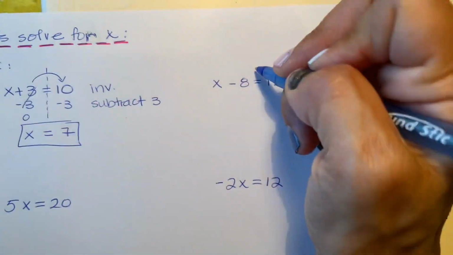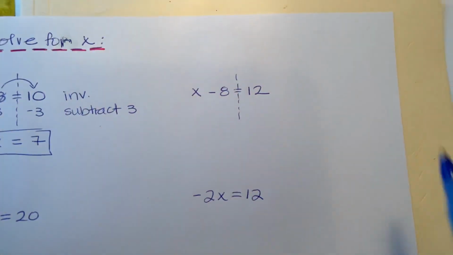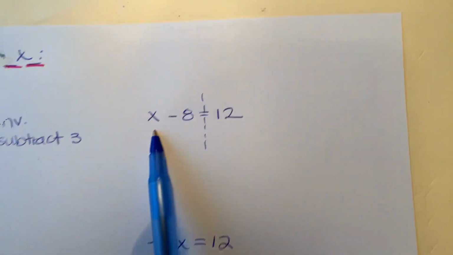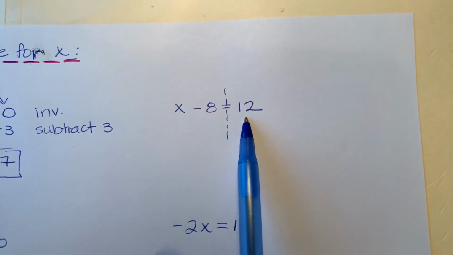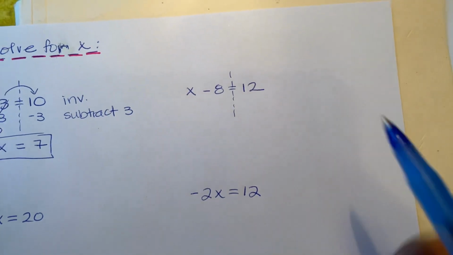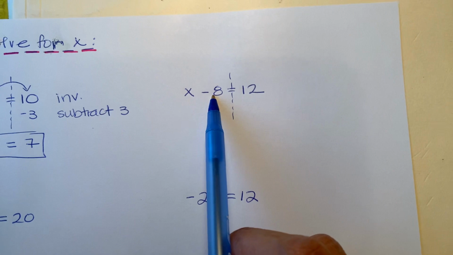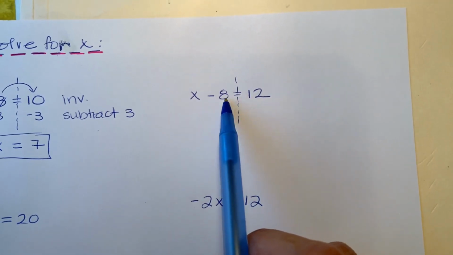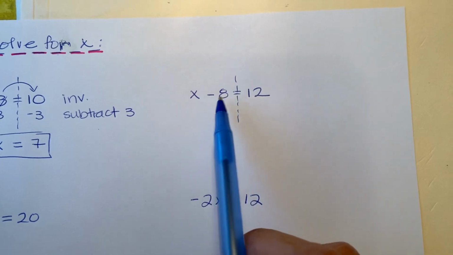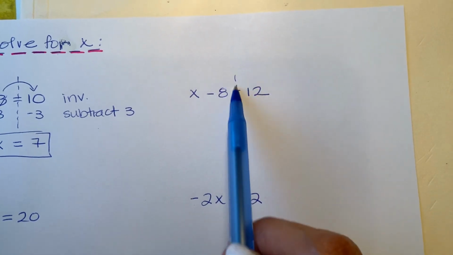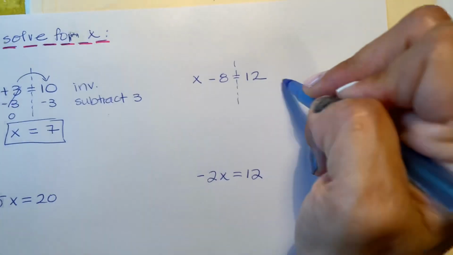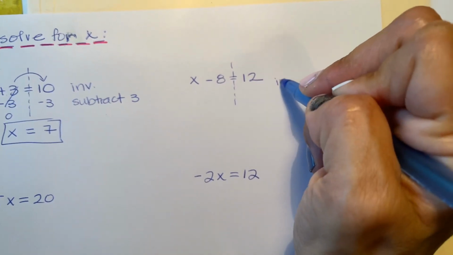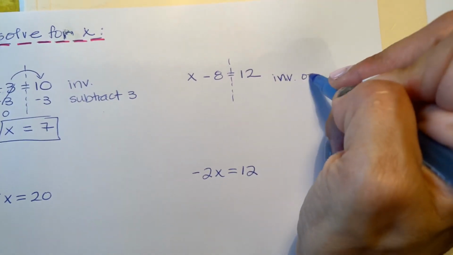All right, again, where's my equal sign? My equal sign is right here. So I have a left side, which is x minus 8, and I have a right side, which is positive 12. Again, this is a constant, negative 8. This is a constant, positive 12. I want my constants to combine, but if they're on the opposite side of the equal sign, I need to inverse operate. So I'm going to inverse operate here.